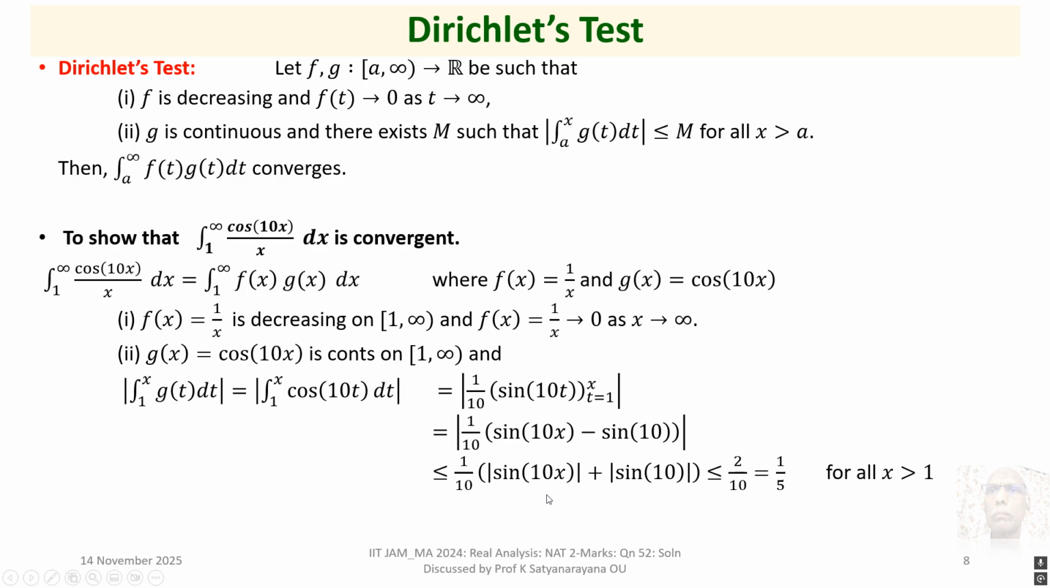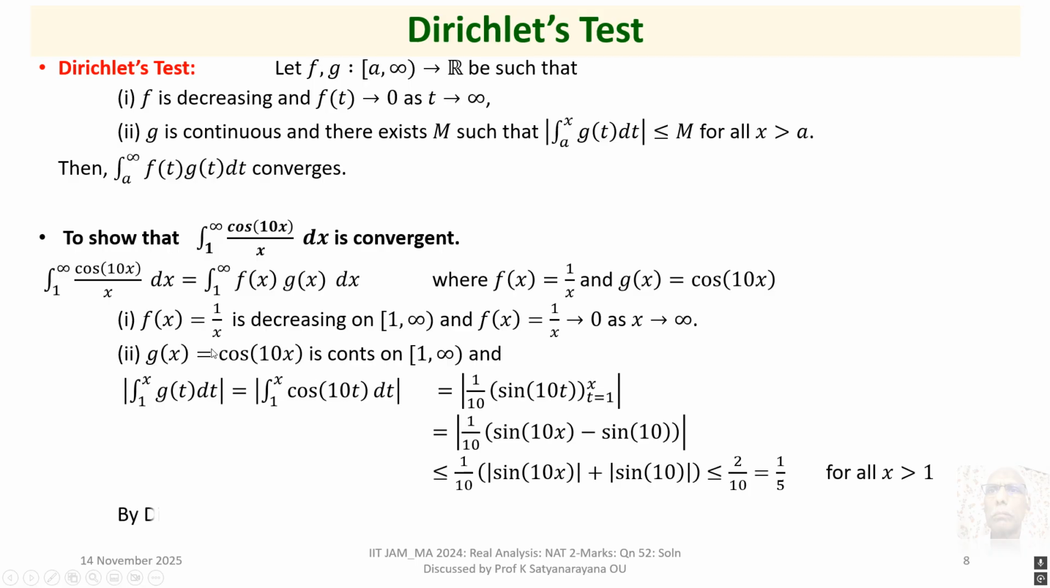And the modulus of the sine function is always less than or equal to 1. The first one is less than or equal to 1, the second one less than or equal to 1. So therefore it is less than or equal to 2 by 10, which means 1 by 5. Thus we got m, and it is true for all x greater than 1. So the second condition is also satisfied.